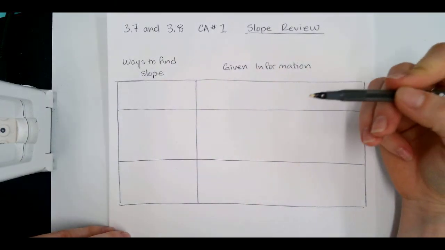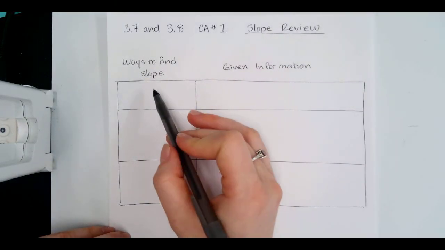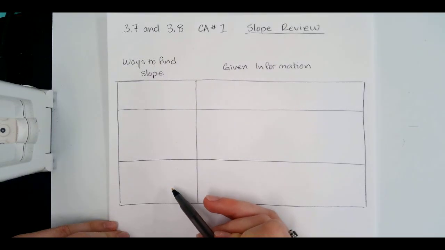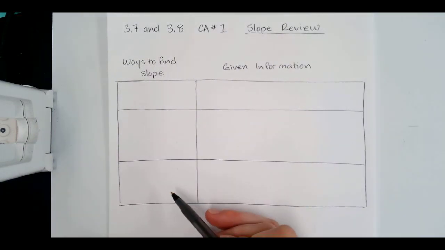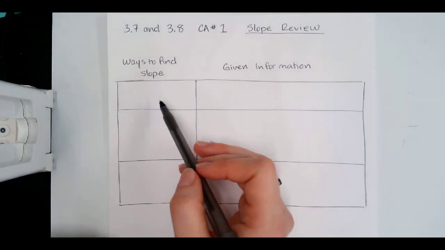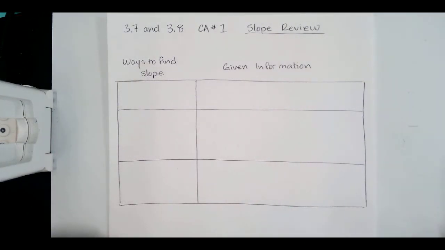All right, so pretty much there are 3 ways to find slope. So we're going to have 1 way, 2 ways, 3 ways. And with these 3 different ways, because they're different, a lot of times you decide to use one of them based on the information you're given.